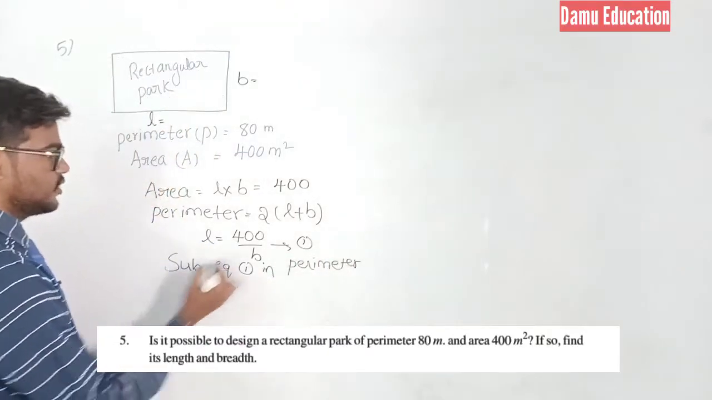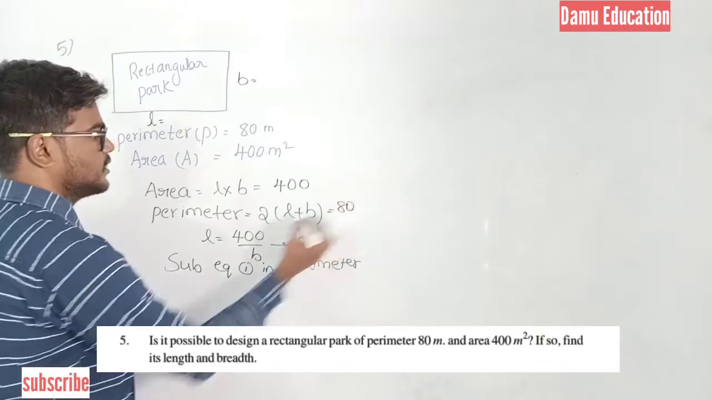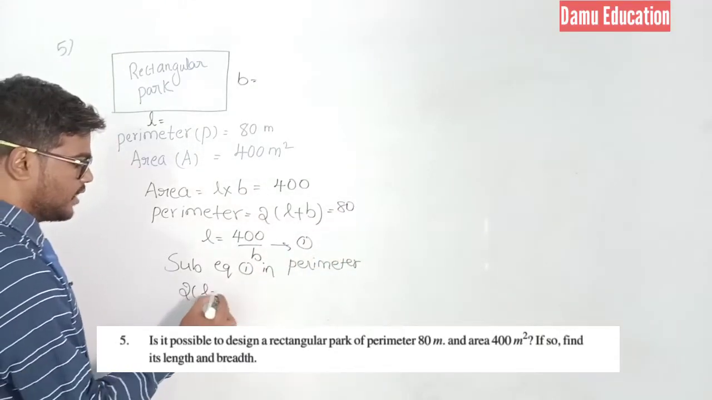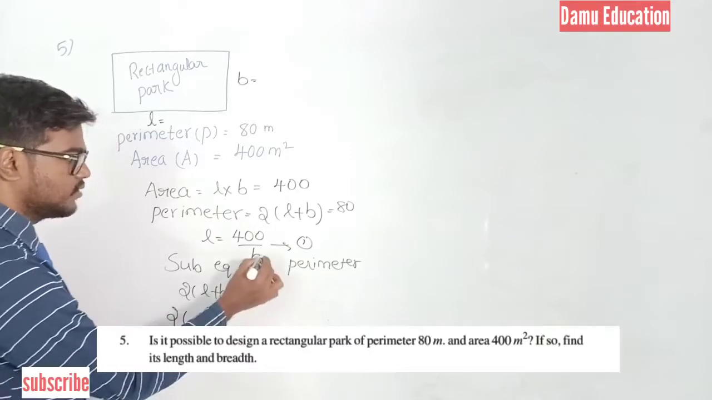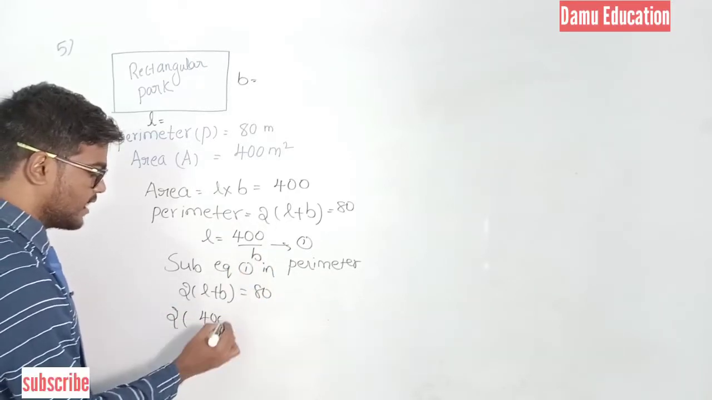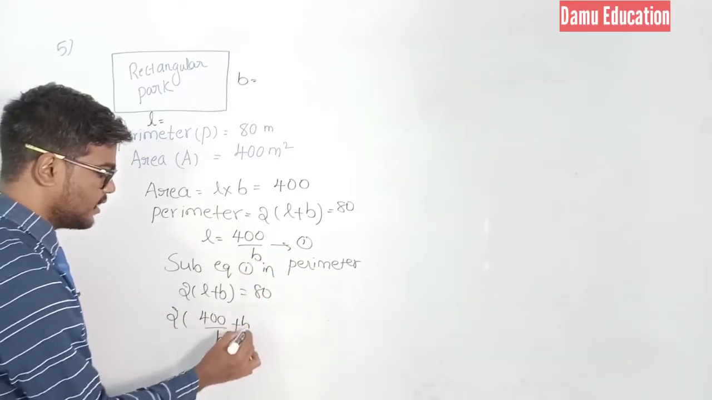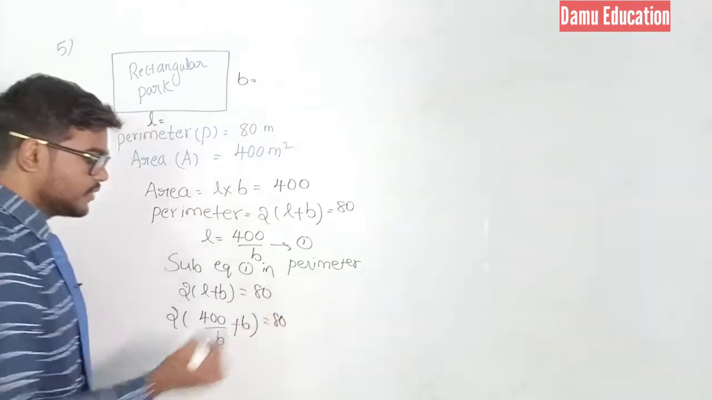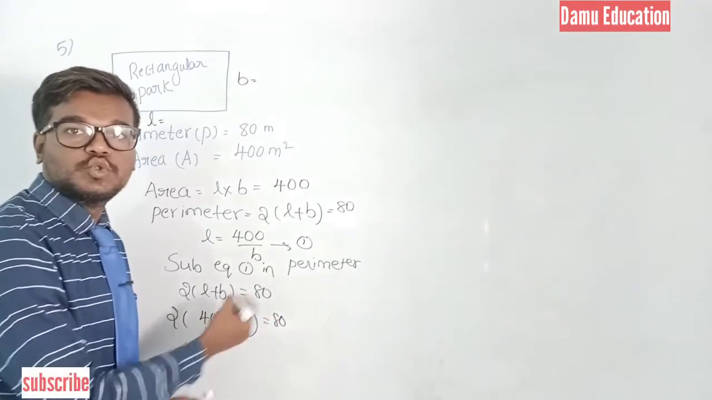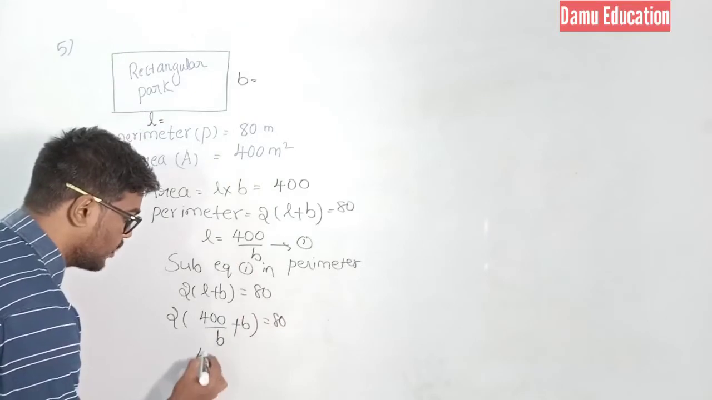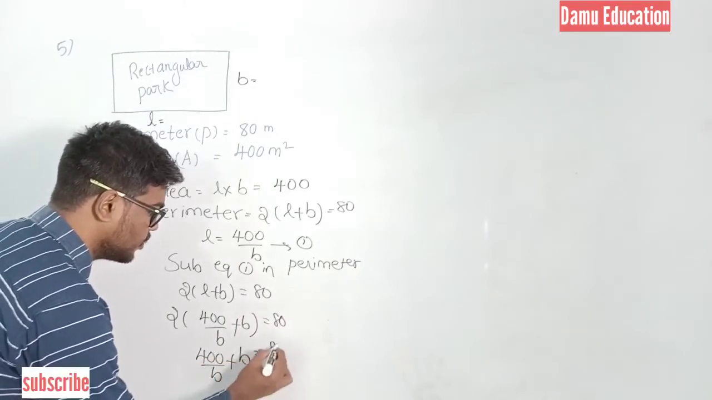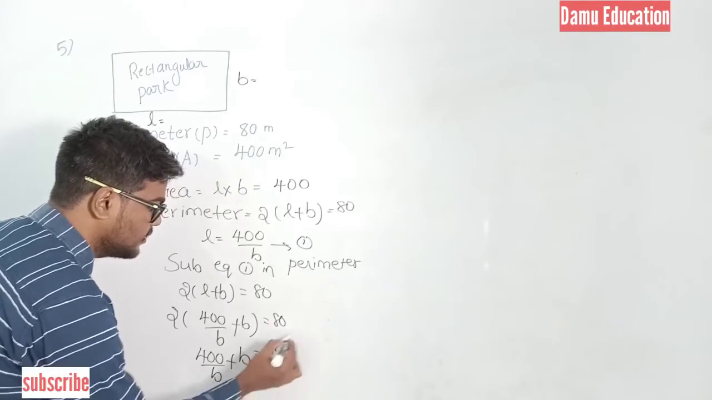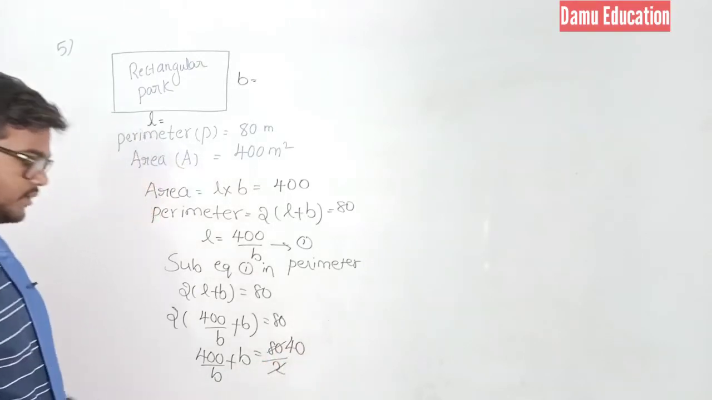So perimeter is 80. Let's take 2 into (L plus B) equal to 80. Then 2 into (400 by B plus B) equal to 80. Let's take this 2 to the right side, so 400 by B plus B will be equal to 80 by 2, that is 40. So what is this value?